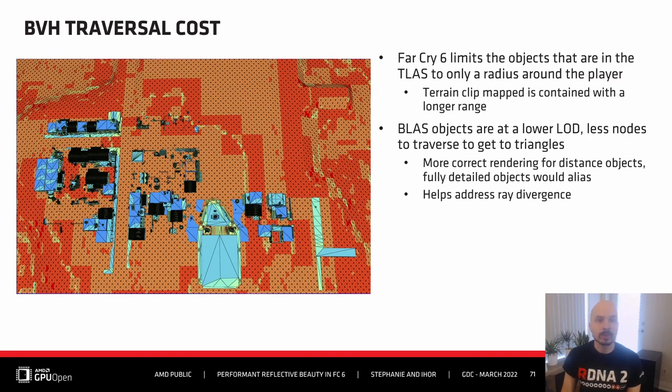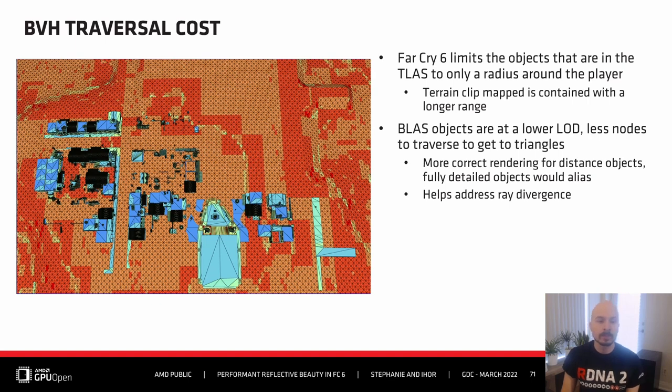For the BLAS objects, we put them into our BVHs at a lower LOD, meaning that we don't ever use the full LOD. We use a capped lower LOD for all of our BLASs. And this helps a lot with ray divergence because it makes our worst case a lot better. We just have shallower trees to traverse, and so in the worst case, we won't have to go as deep into a tree to find an intersection.